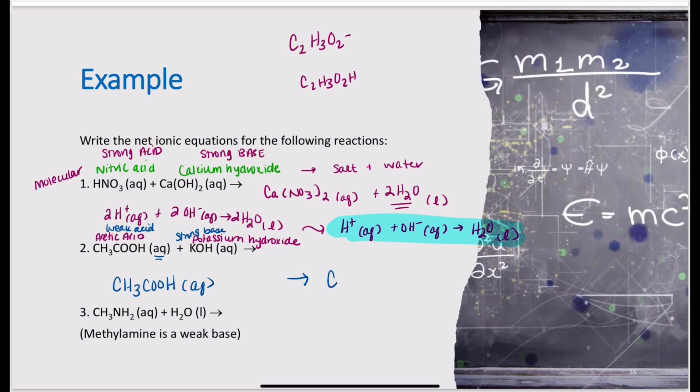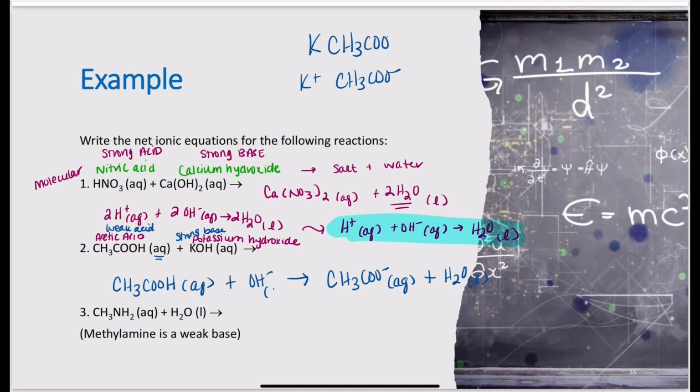Now the salt it forms is going to be KCH3COO from K plus and CH3COO minus. Both K plus and CH3COO minus are always soluble, so CH3COO minus will be in solution, plus water. And on this side we have hydroxide. What happened to my potassium? Why didn't I put the potassium in here? My K is a spectator ion.